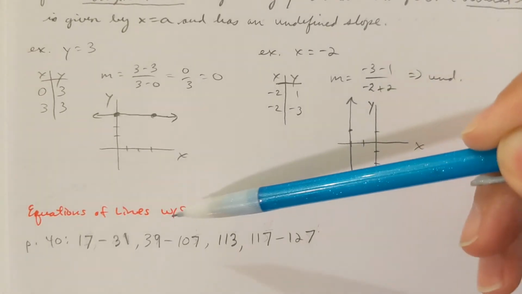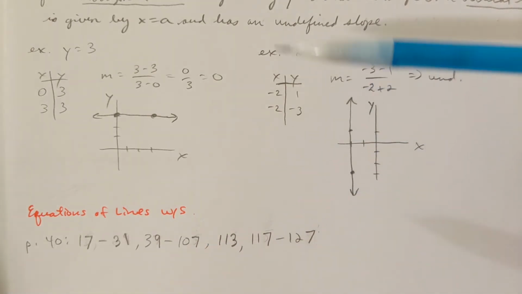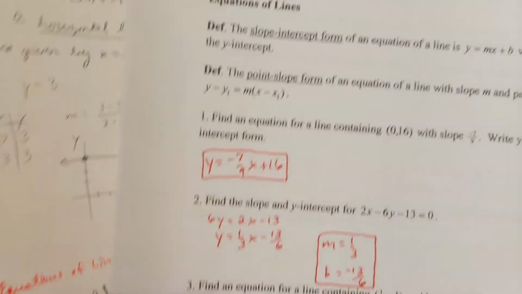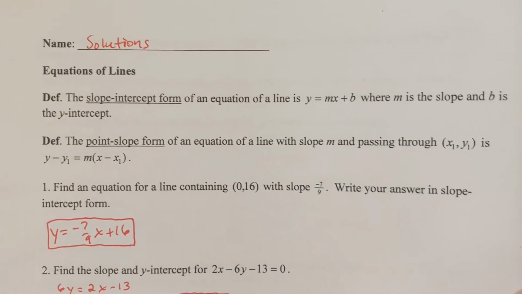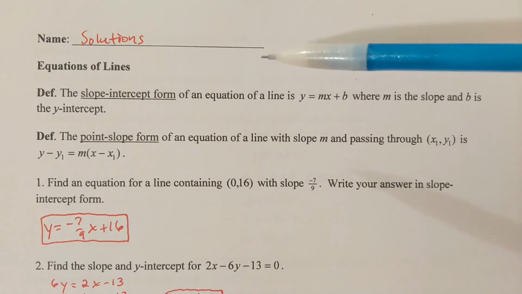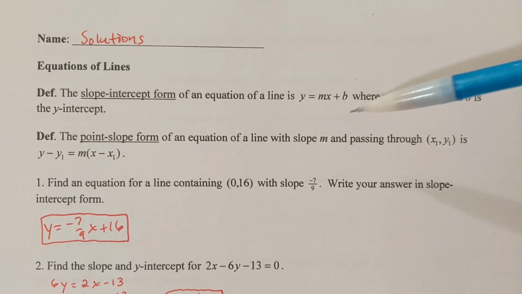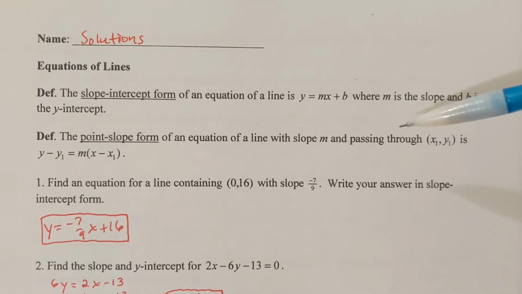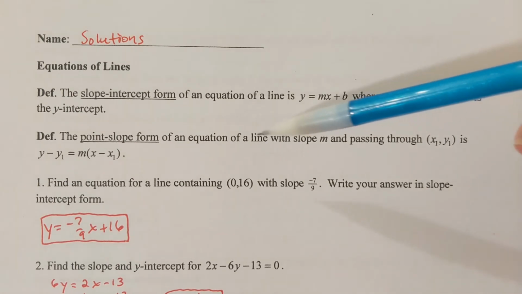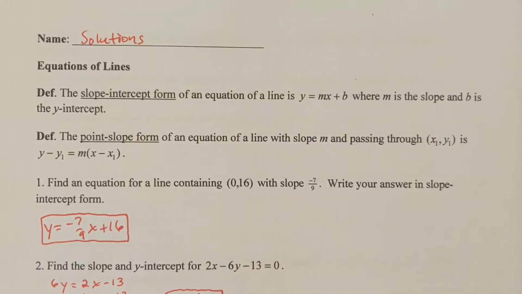Okay, the equations of lines are on page 40. Here's the sheet here. I'm going to continue on though, and we'll cover the next page here. The slope-intercept form of a line is given by y equals mx plus b, where m is the slope and b is the y-intercept. The point-slope form of an equation of a line with slope m and passing through (x1, y1) is y minus y1 equals the slope times (x minus x1).